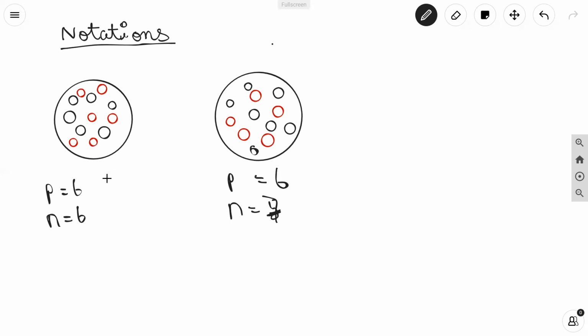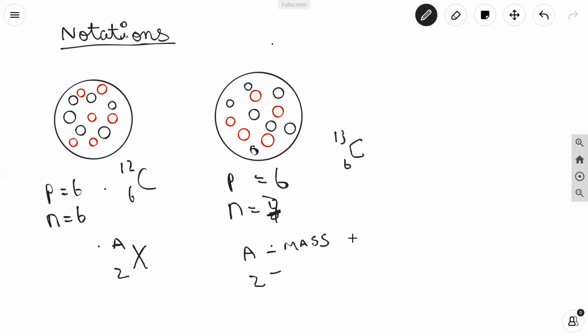Usually when we represent an atom, we write it something like C12 with 6 below, C13 with 6 below. The general notation is that the nucleus of any atom can be represented by X, with A above and Z below. This is the new notation. In the old notation, Z was on the right side. Here, A represents the mass number, and Z represents the atomic number.